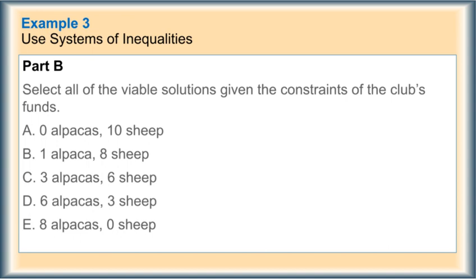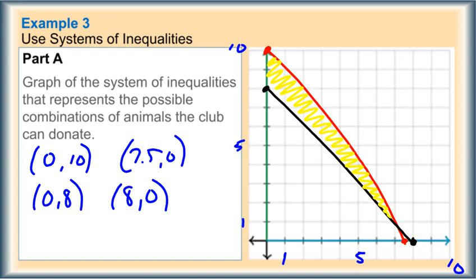So if we have 0 alpacas, can you buy 10 sheep? You can do 10 because that's one of our intercepts. If you did 1 alpaca and 8 sheep, let's go back to that 1 alpaca. So 1 and then 8 sheep. So 1, 8 would be right here. So that would work.